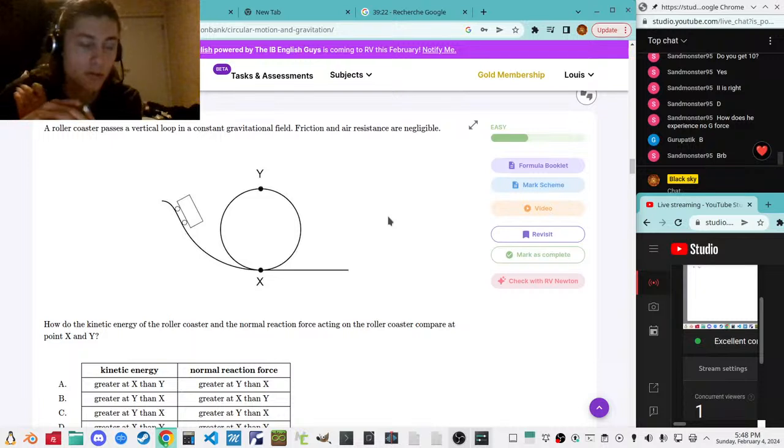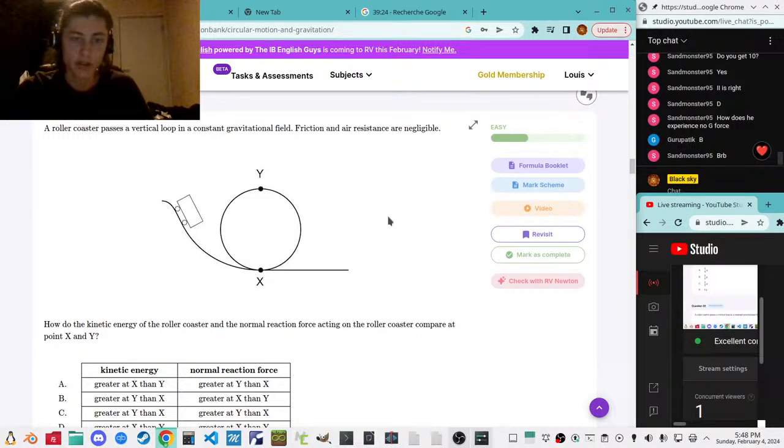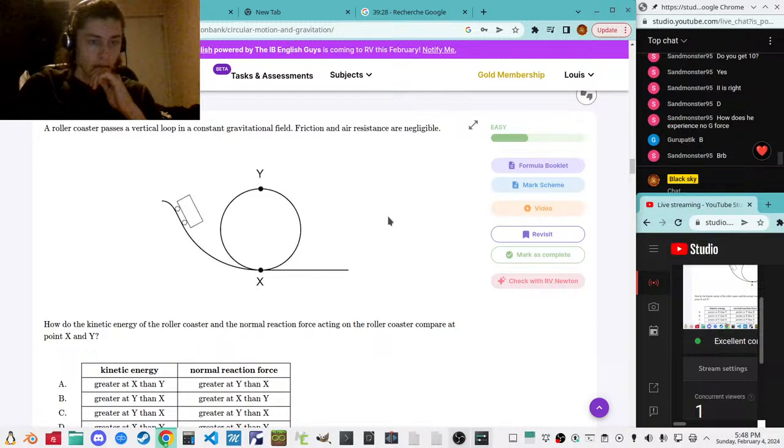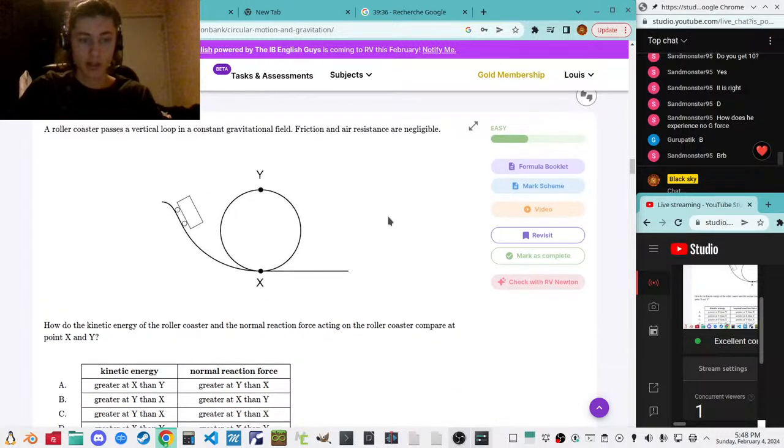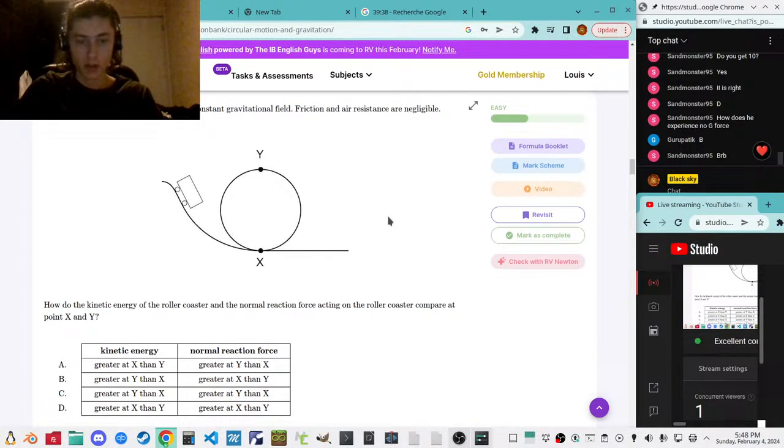A roller coaster passes a vertical loop in a constant gravitational field. Friction and air resistance are negligible. How do the kinetic energy of the roller coaster and the normal reaction force acting on the roller coaster compare at point X and Y?